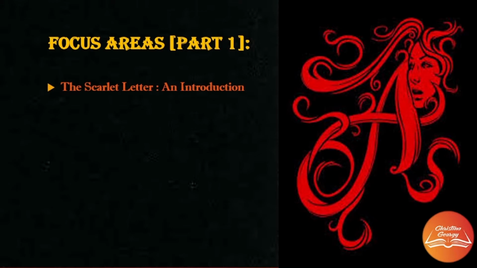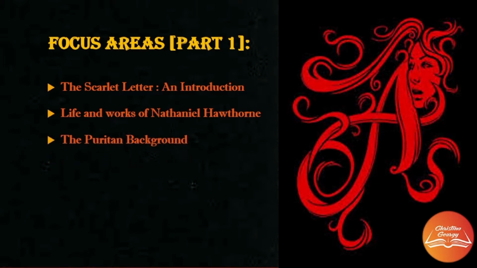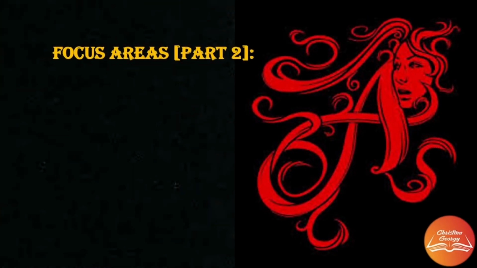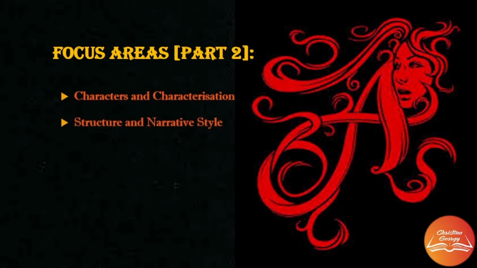There we discussed an introduction to The Scarlet Letter, the life and works of Nathaniel Hawthorne, then the Puritan background, the setting of the novel, the custom house, and finally we dealt with a very brief summary of the novel. In part 2, we'll be dealing with the analysis part. Firstly, the characters and characterization, the structure and narrative style, theme, symbols, and critical perspectives.